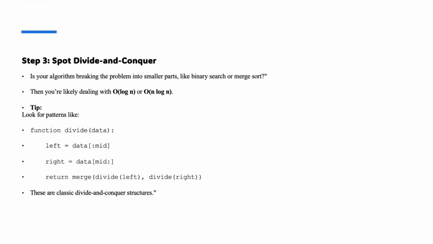Tip: look for patterns like this, where a function like divide is called over data, then it divides it in two parts, into subarrays, left and right, from start to mid and mid to end, and then again calls divide on each of the subparts, left and right, and then merges the results. This is a classic divide and conquer structure.